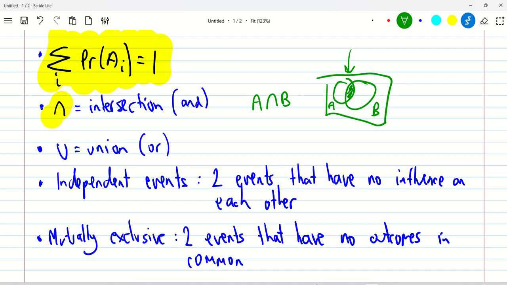The union is sort of like, I'm not going to say the opposite of that because it's slightly different, but union means 'or'.